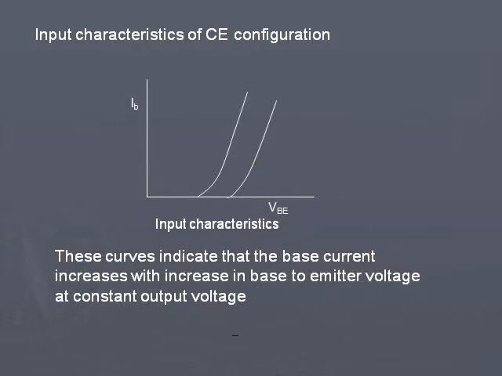Now I have shown two graphs, one for VCE equal to 5 volts, another one for VCE equal to 10 volts. That means we will get different curves for different values of collector to emitter voltage. So these are the input characteristic curves of a common emitter configuration transistor.